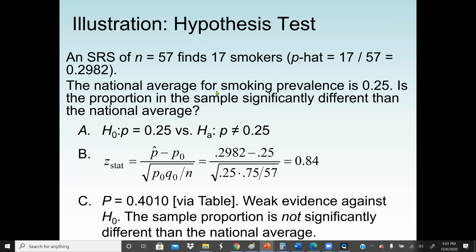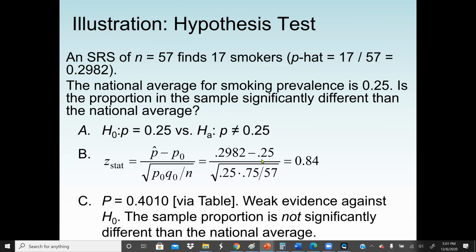So if the national average for smoking prevalence is 0.25, which means the P0, the question is: is the proportion of the sample significantly different from the national average? So the test we want to make is whether the proportion of the sample today is the same as 0.25. So we know H0 will be P equal to 0.25, HA will be P not equal to 0.25. So we're doing two-way testing. We already found P-hat, which was 17 divided by 57, the number of successes, here in this case those who smoke, divided by the sample size.